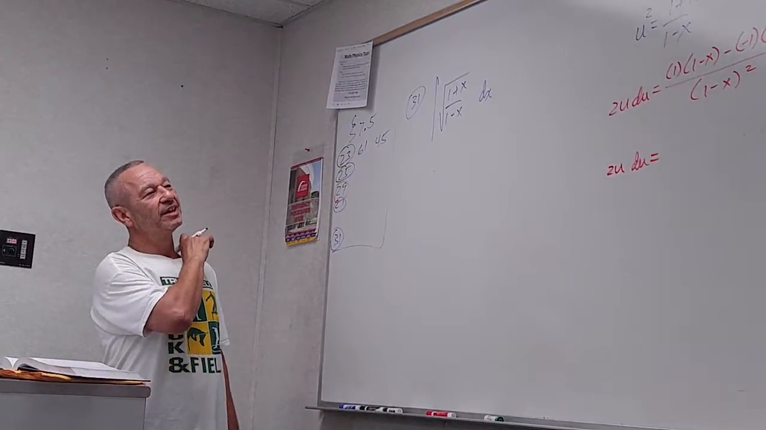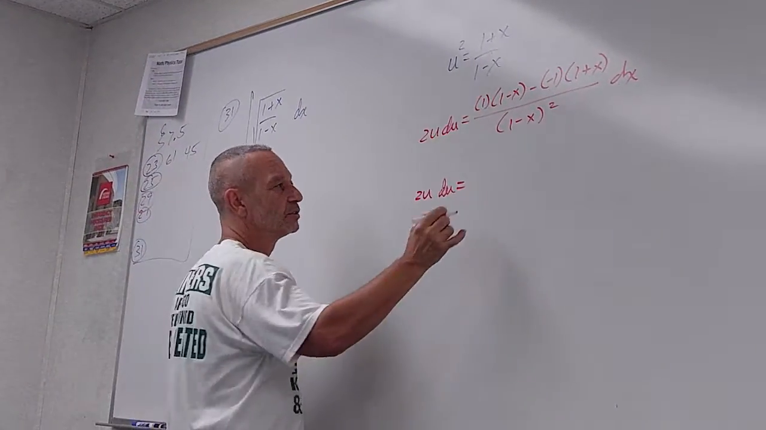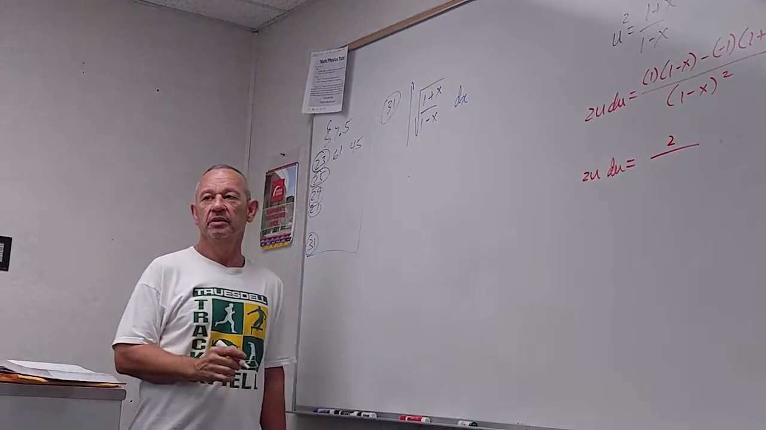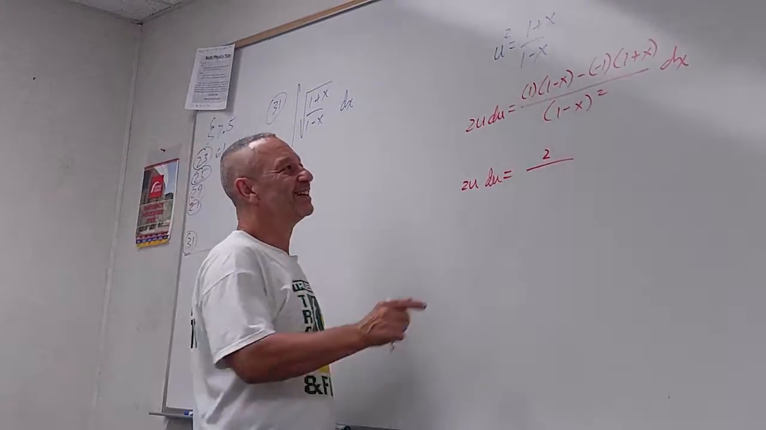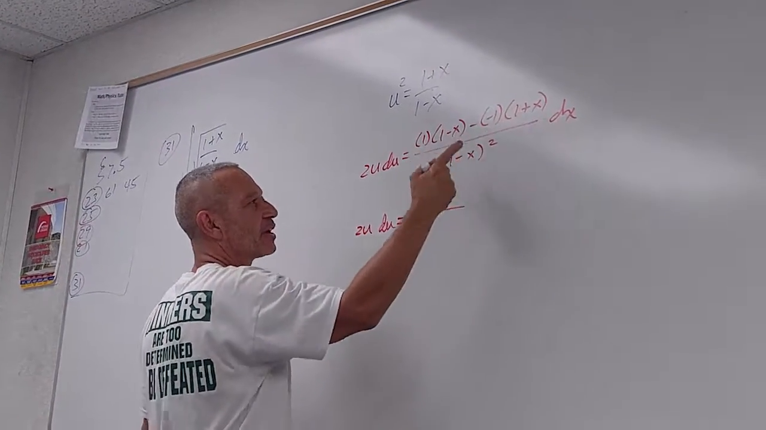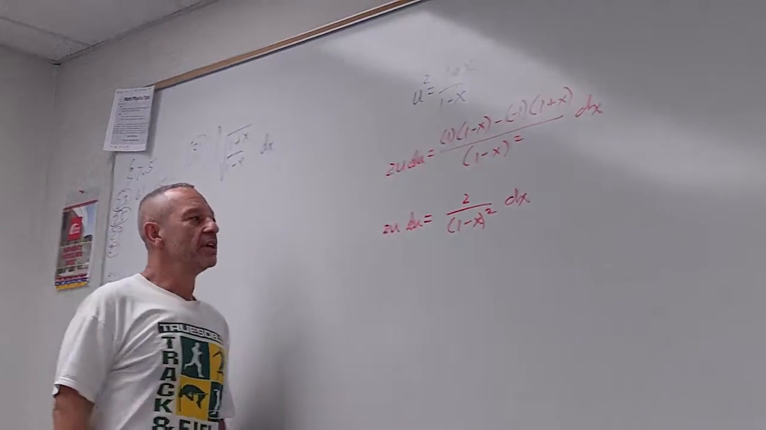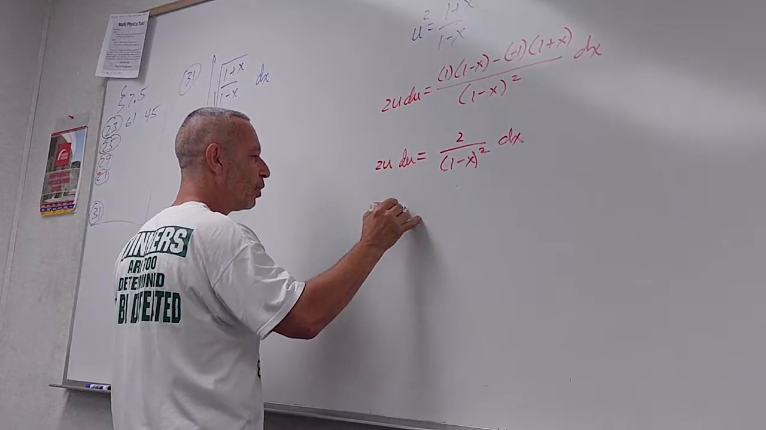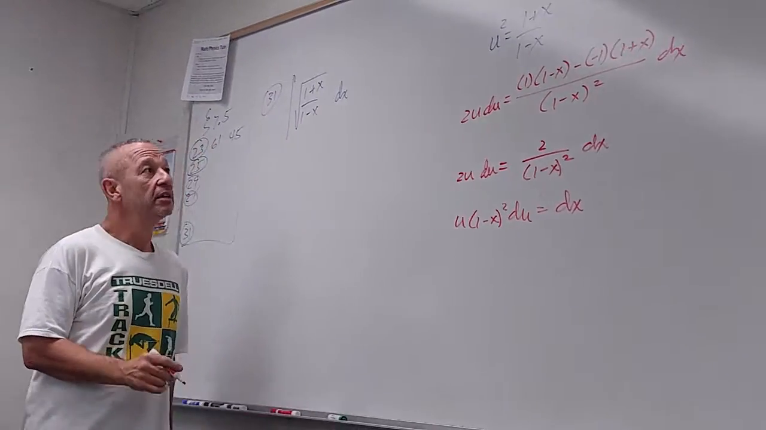So now what? Or minuses. 2. Got a 2 on top. I like that look. 1 minus x, that's a plus 1, 1 plus x, so the x's cancel. Now how do you like my substitution? The 2's cancel. I've got u times (1 minus x) squared du equals dx. How do you like it?